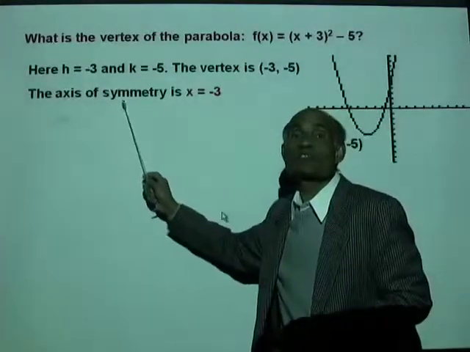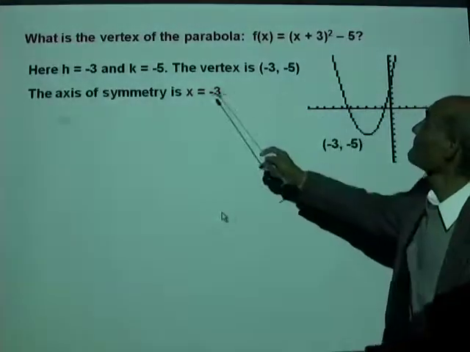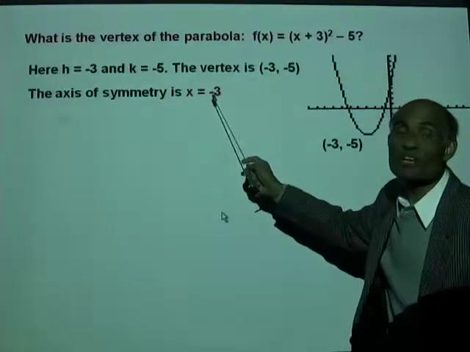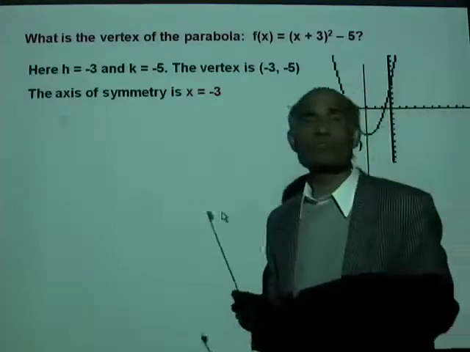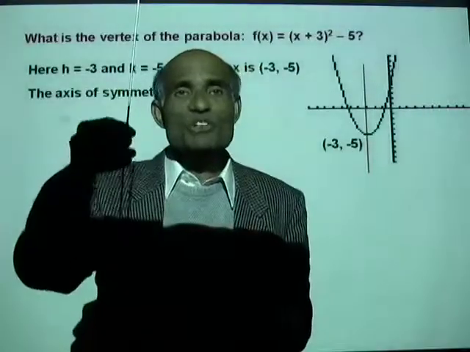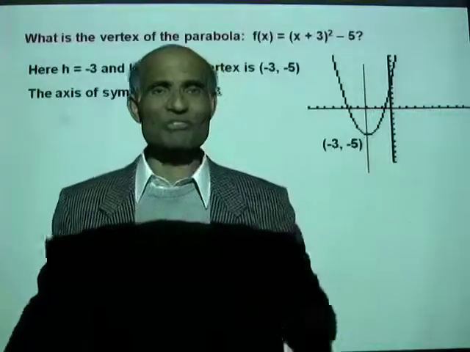And what is the axis of symmetry of this parabola? The line x equal to -3. This line is called x equal to -3. We talked about the equation of a vertical line a couple of classes ago. Is that right?